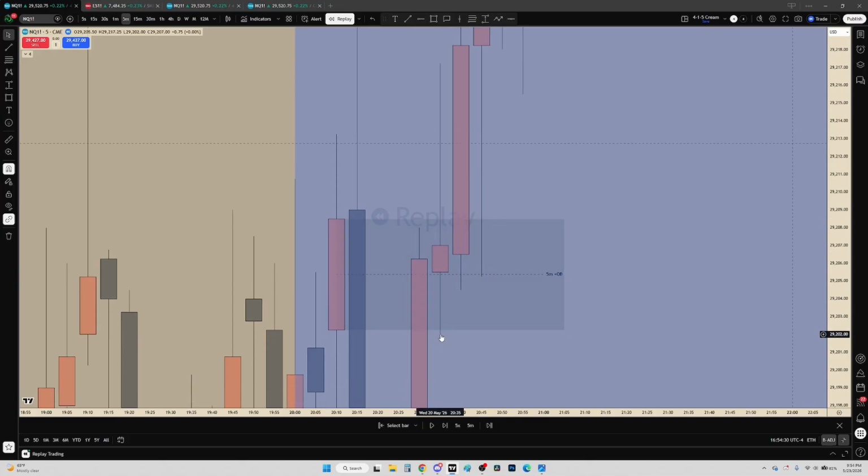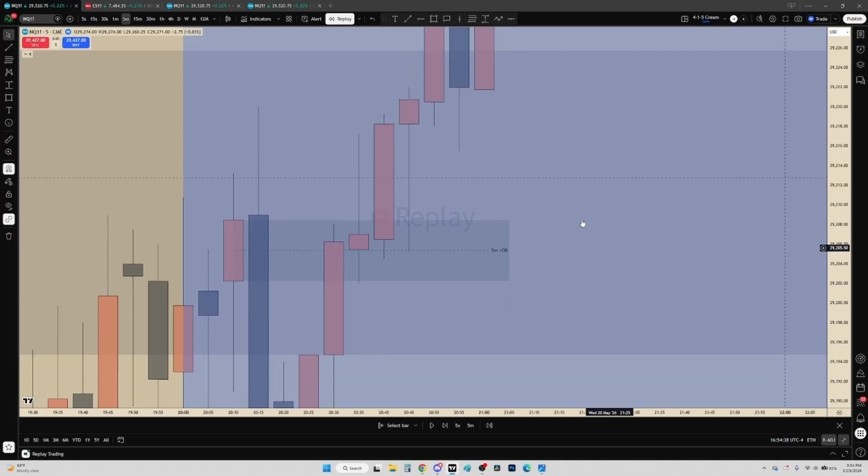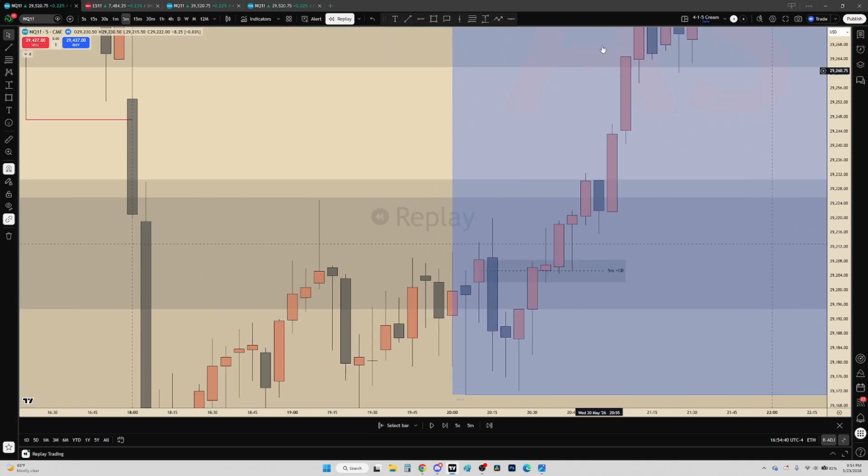So this took out just below the low of it. This one took out a little bit below the halfway point. And so did this one, but it was still higher than that. And then from there, we rallied out. And then we just continued higher.